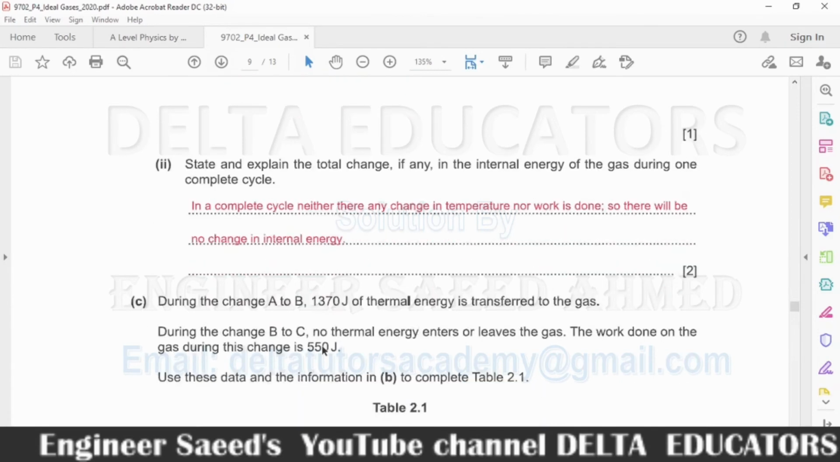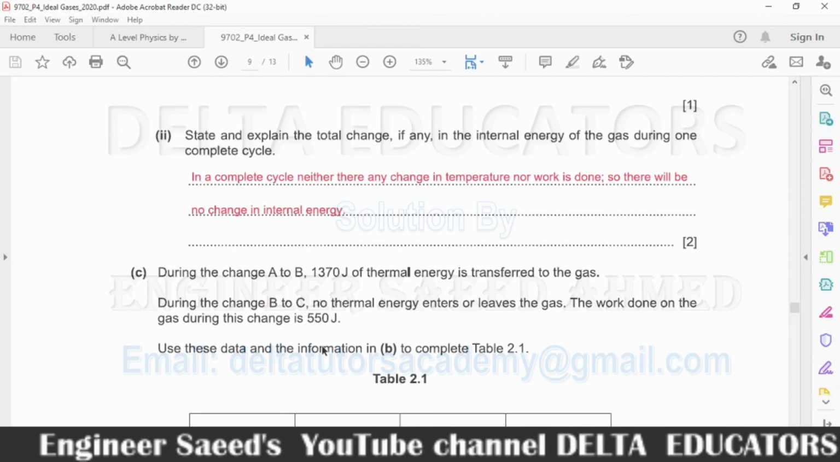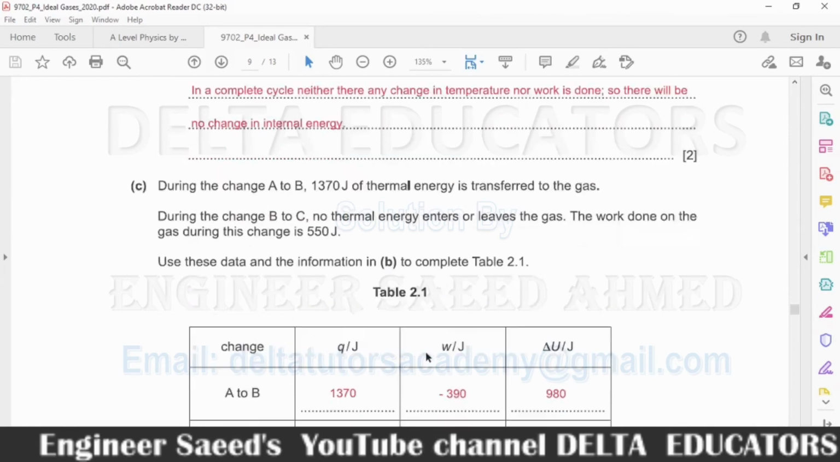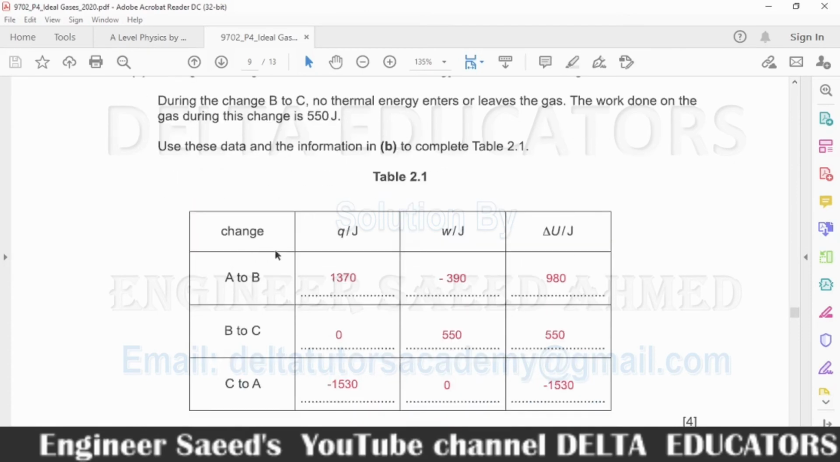Part C. During the change A to B, 1370 joule of thermal energy is transferred to the gas. During the change B to C, no thermal energy enters or leaves the gas. The work done on the gas during this change is 550 joule. Use these data and the information in B to complete the table. This table we have to complete.